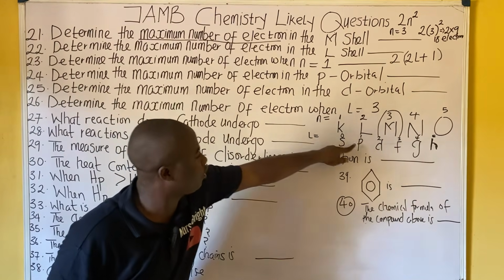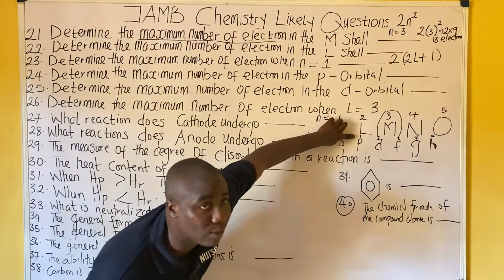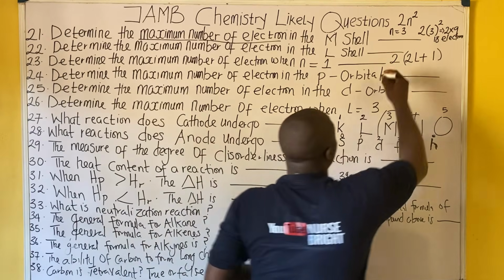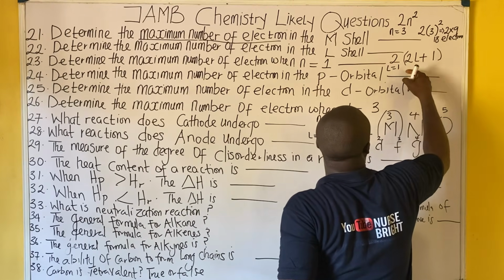So what's the L value for the p orbital? What's the L value for p? Tell me. 1, 1, 1. The L value for the p orbital based on this question is 1. So L is 1. So let's solve.